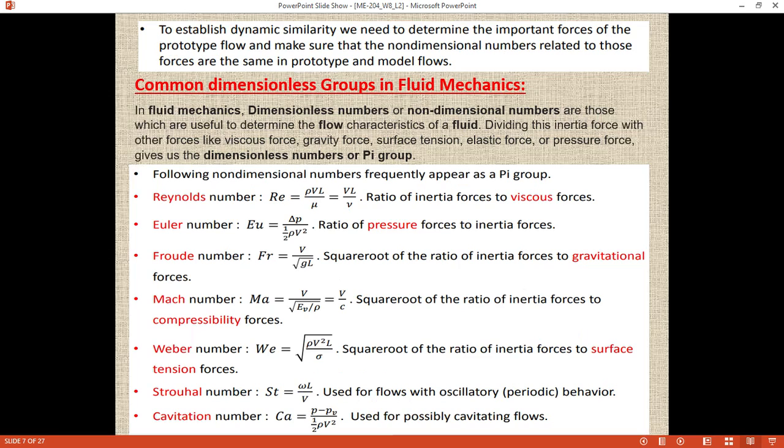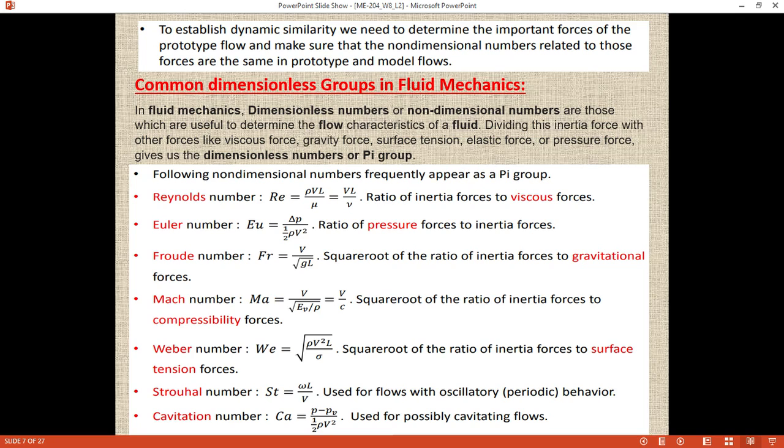So to establish a dynamic similarity, we need to determine the important forces of the prototype flow and make sure that the non-dimensional numbers related to those forces are the same in prototype and model flow.